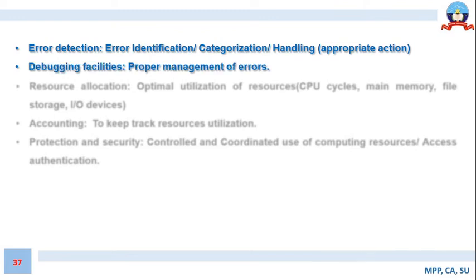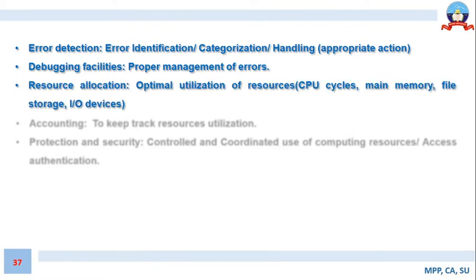Now next one is debugging facilities. The operating system should provide debugging facilities, that is, facilities for identifying the source of an error from the point of detection. There might be several errors encountered while performing operating system services. When an error is detected, the error has to be solved. So the operating system should facilitate debugging of errors.